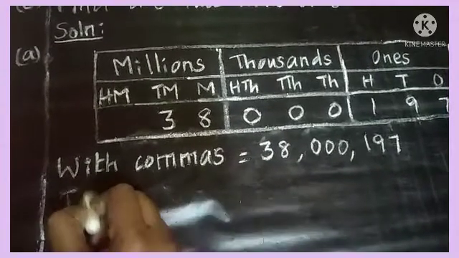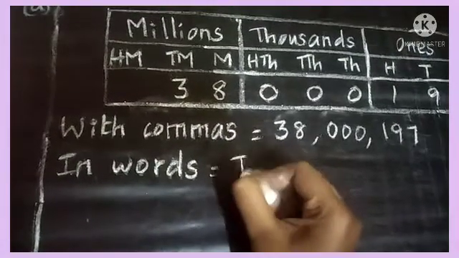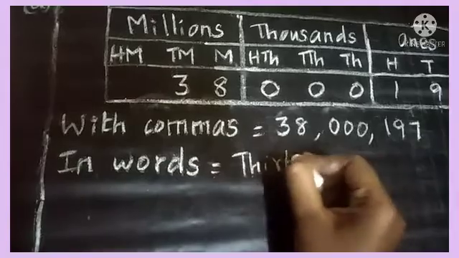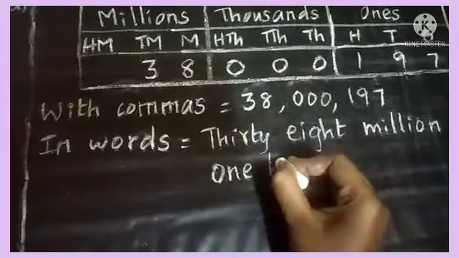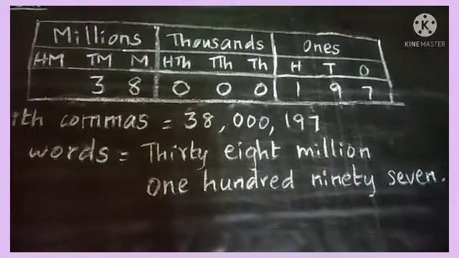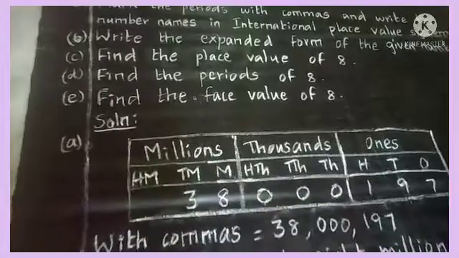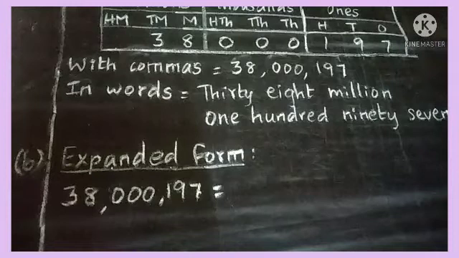Children, now write the number in words. Write 38 million 197 thousand. Then write the expanded form for the given number. Children, what is expanded form? The expanded form of a number is the sum of place values of all the digits.